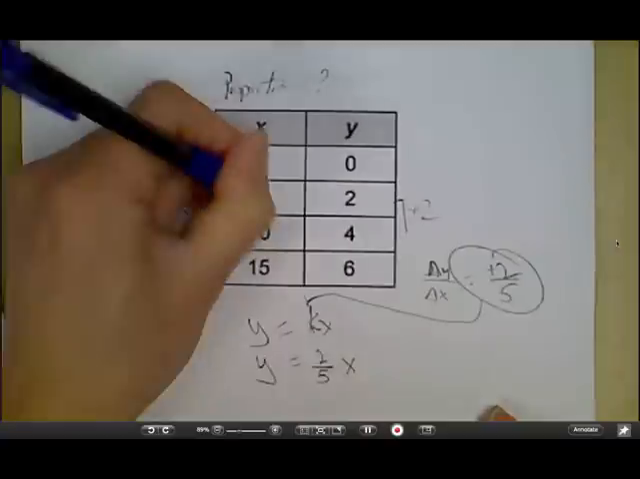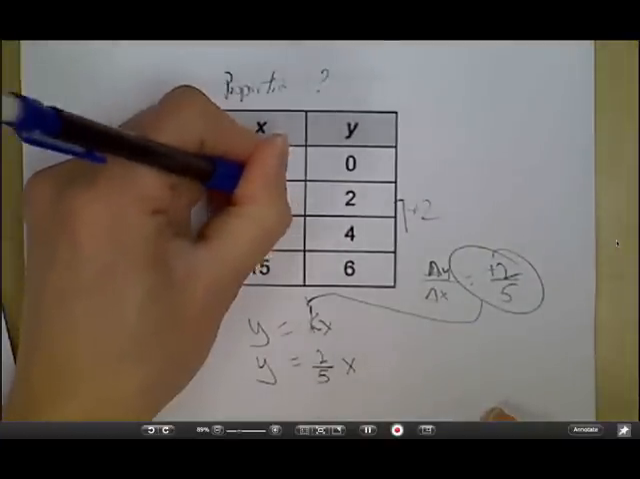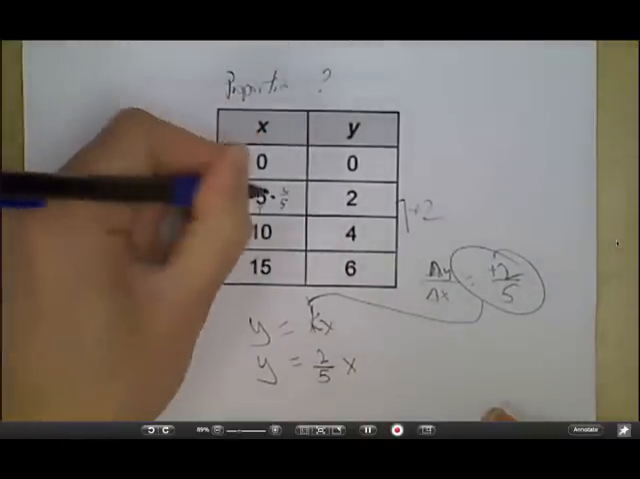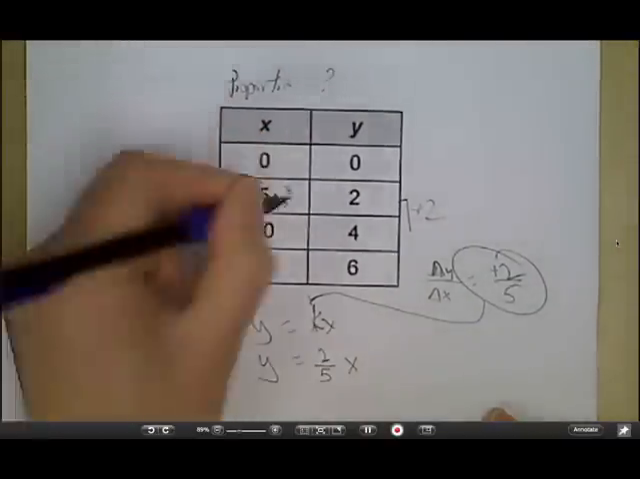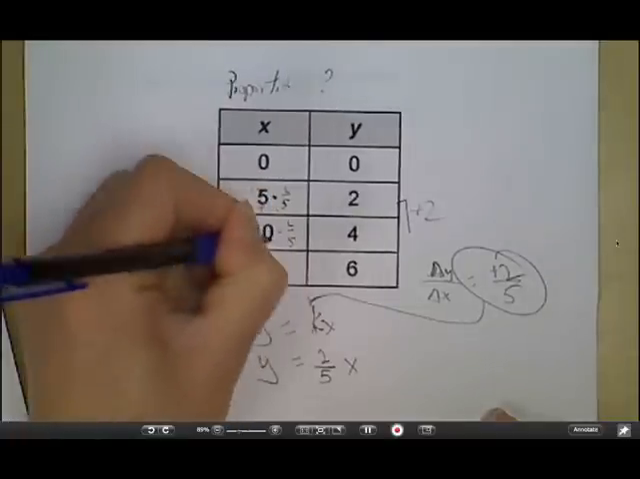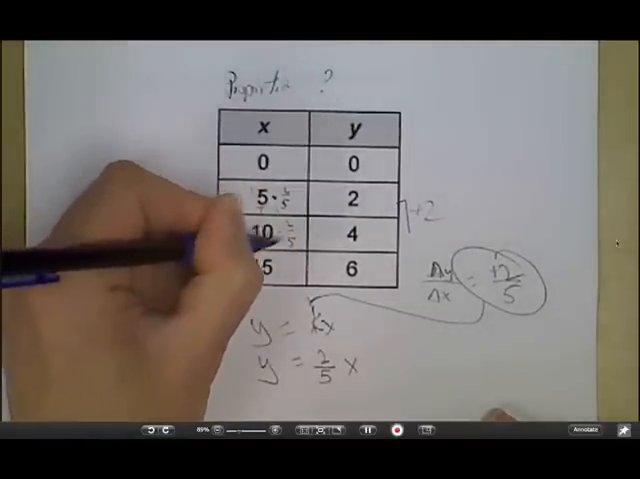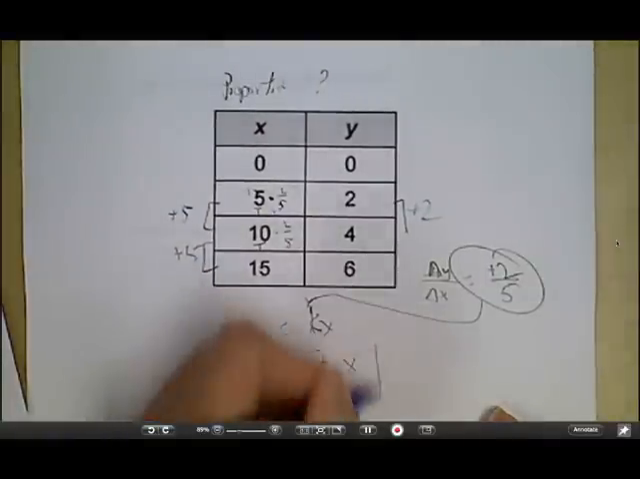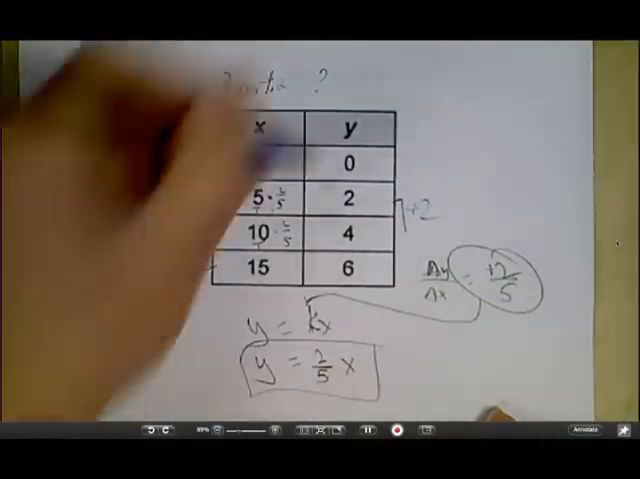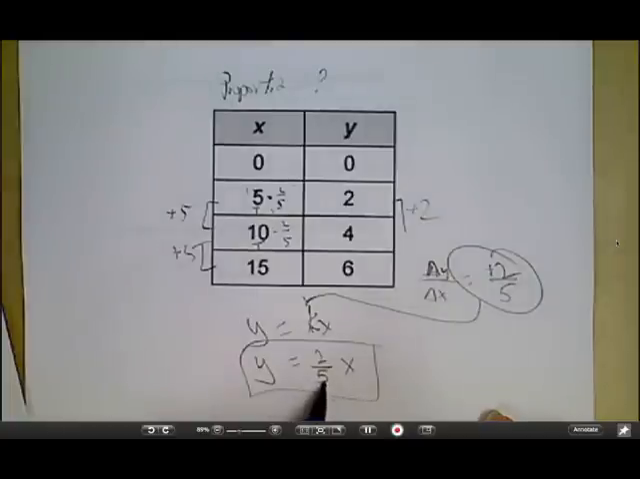And you go, okay, make sure I check my work. 5 times 2/5 becomes 1, 1 gives 2. 10 times 2/5, put 10 over 1. 10 times 2 is 20, divided by 5 is 4. So this is definitely proportional because it has the same rate of change, same constant each time.